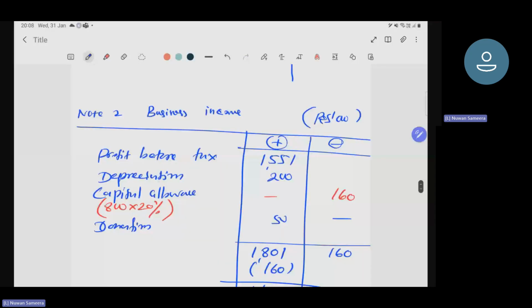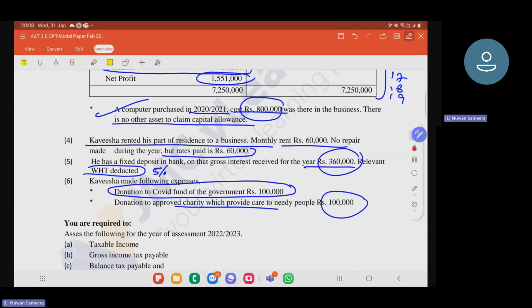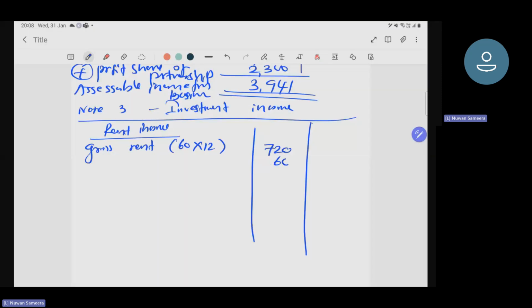So we have to go to the investment income, so rent income. Under that rent income, we can calculate the gross rent. So gross rent is how much per month? 60. Then altogether 720. You can deduct any relevant direct expenses incurred to earn this rent income. So here you can see the rates paid, 60. Therefore, these rates you can deduct.